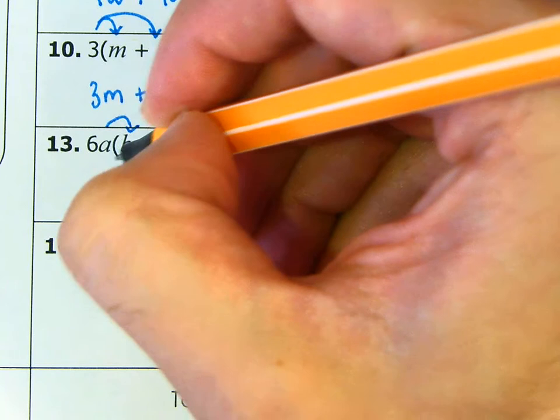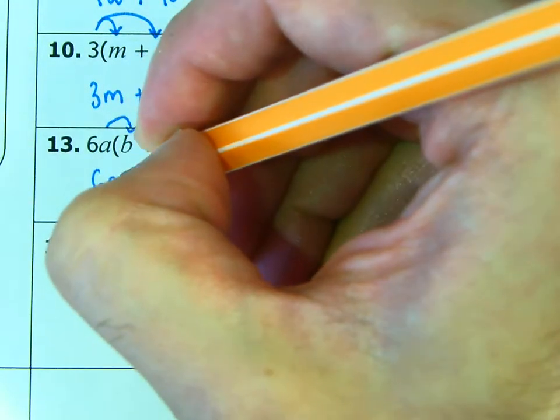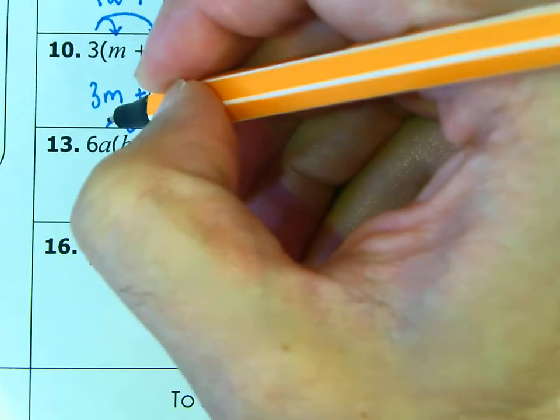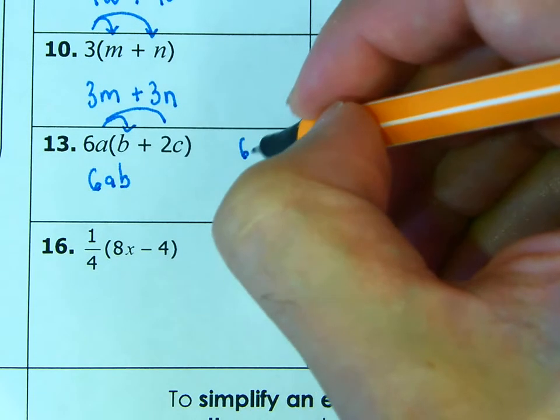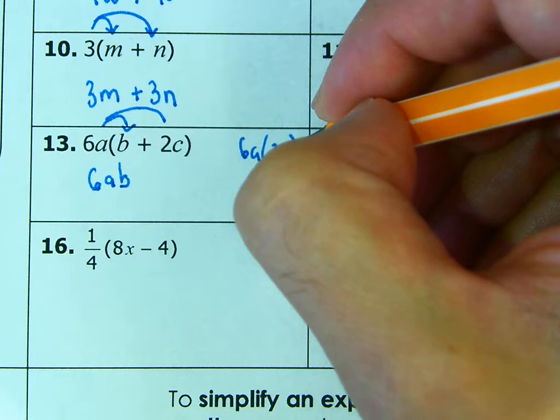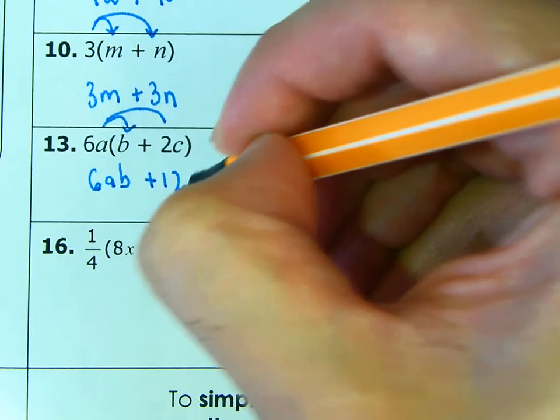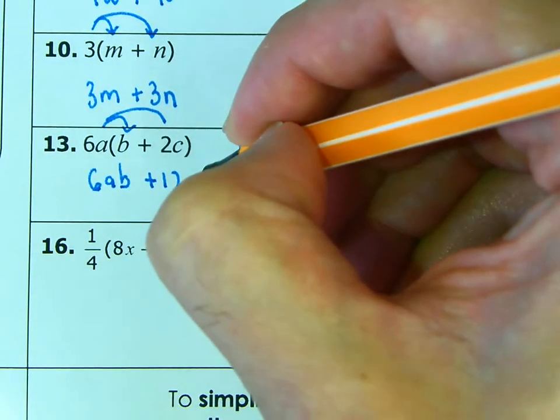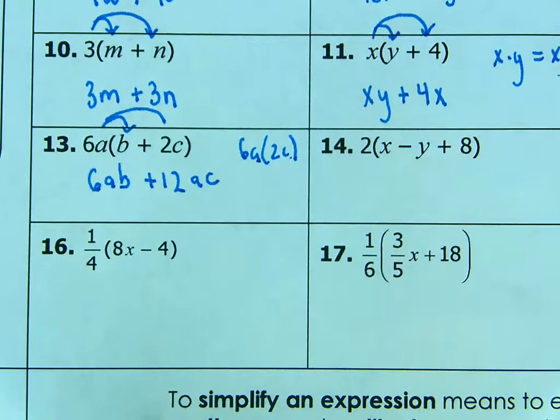6a times b is 6ab. Then what is 6a times 2c? 6 times 2 is 12. a times c is just ac for whatever values of a and c.